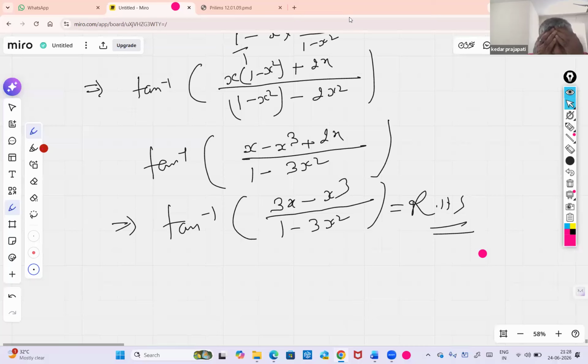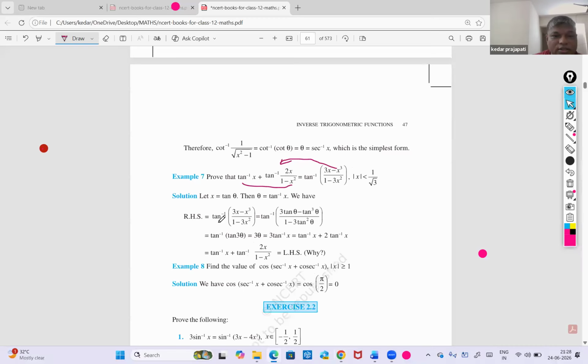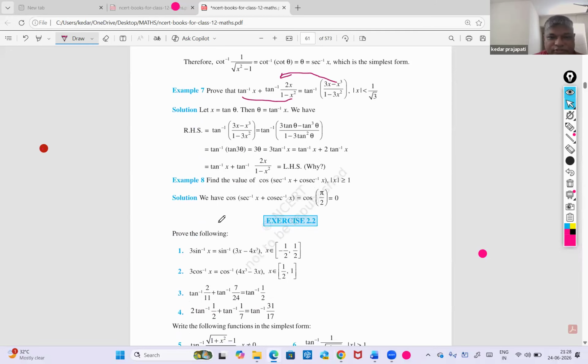Now you understood how we solved? We just applied the property, and we are able to solve. Next one. So in NCERT, do not leave any question.